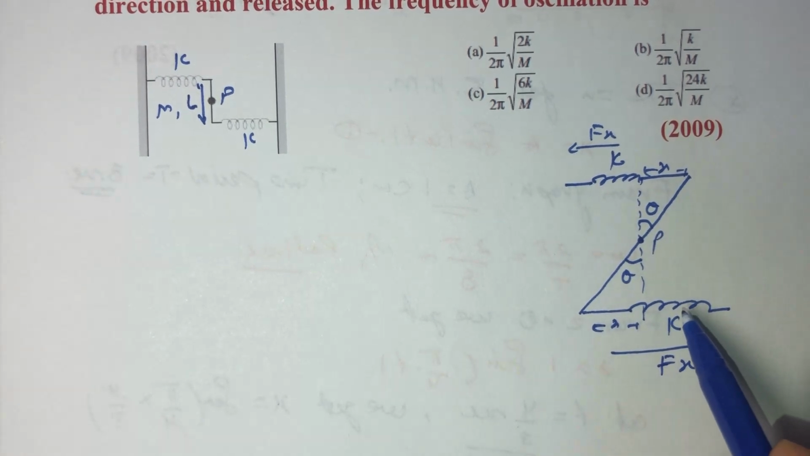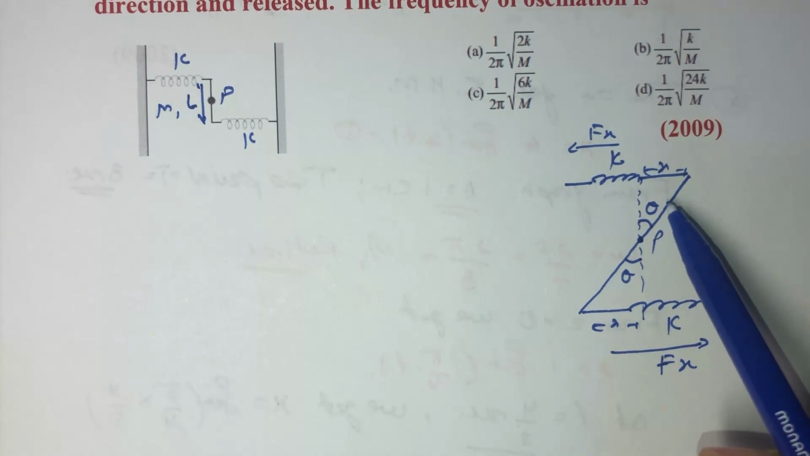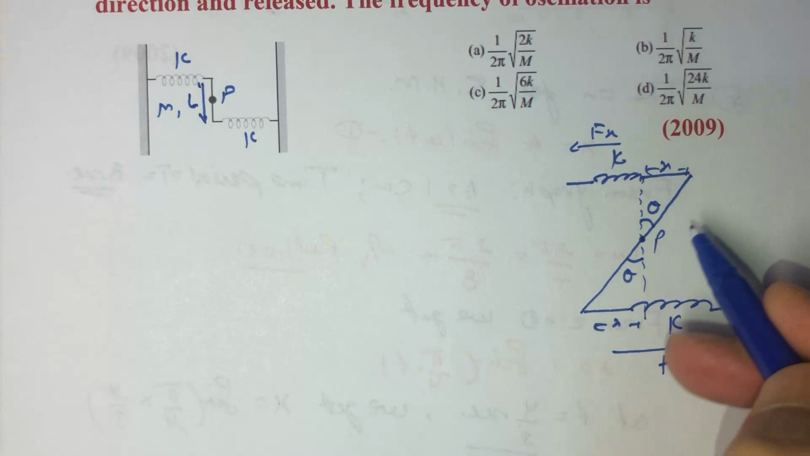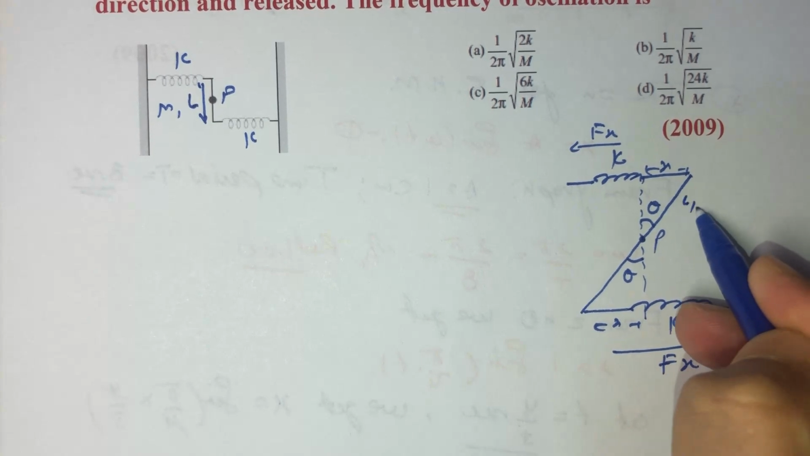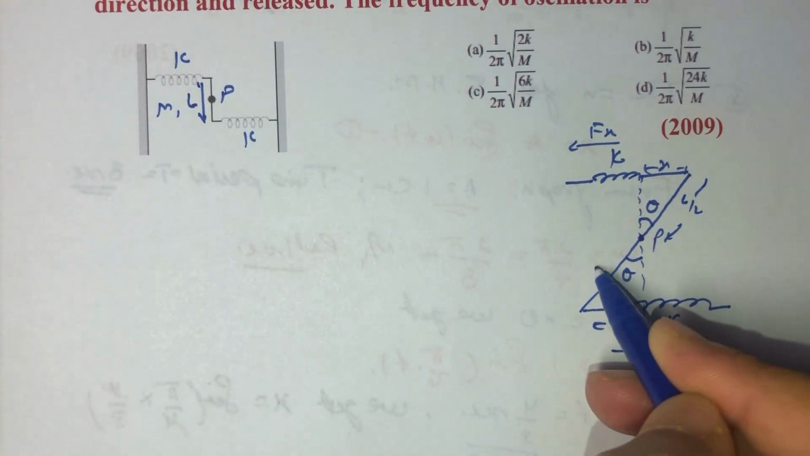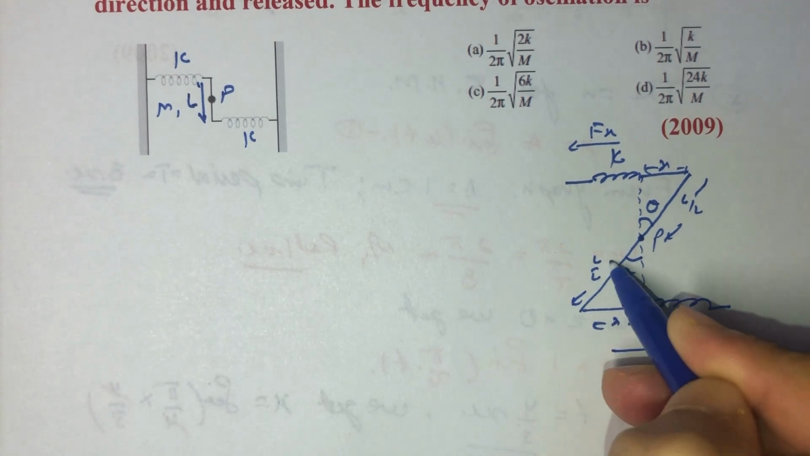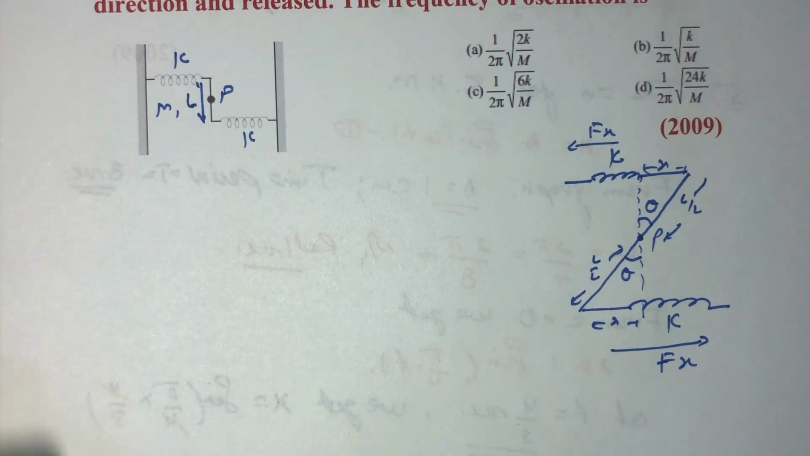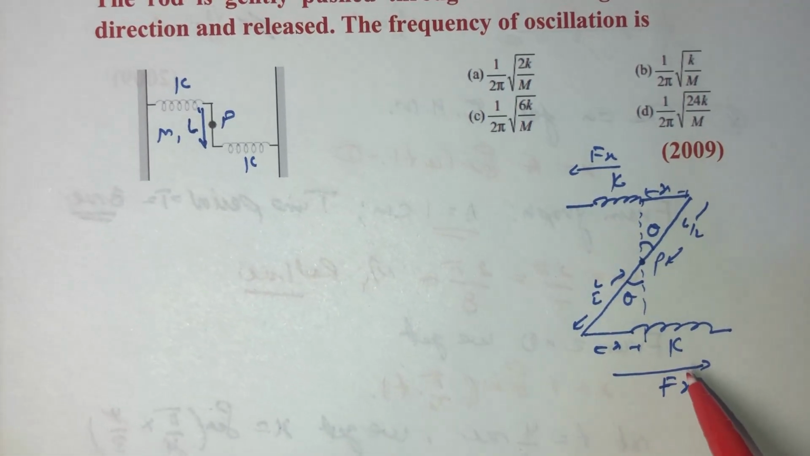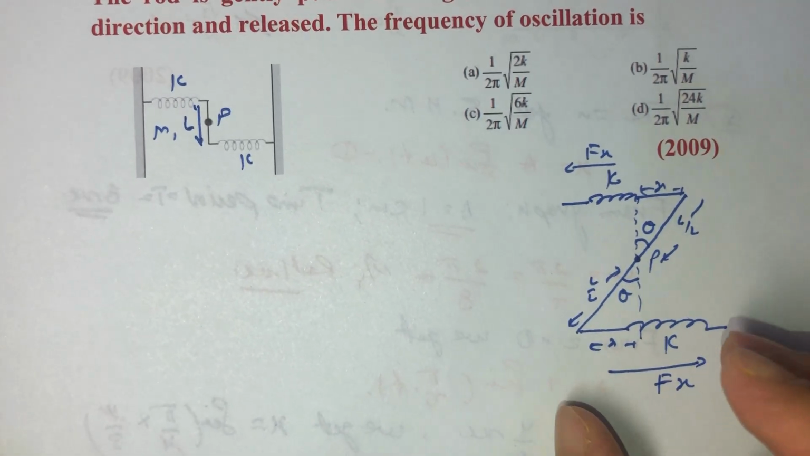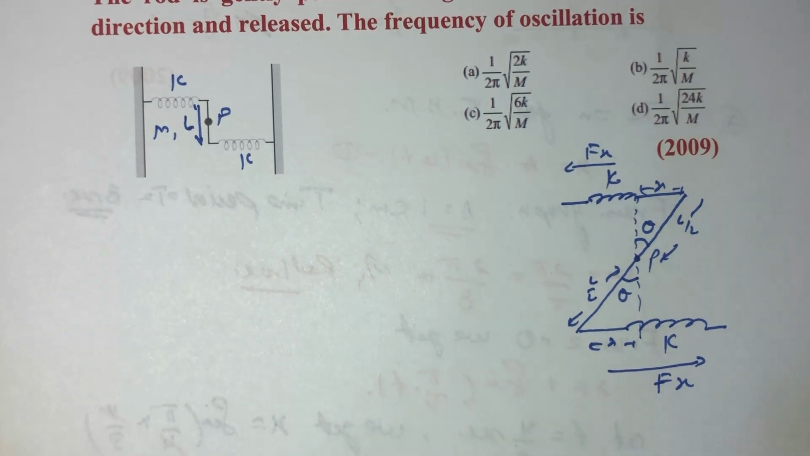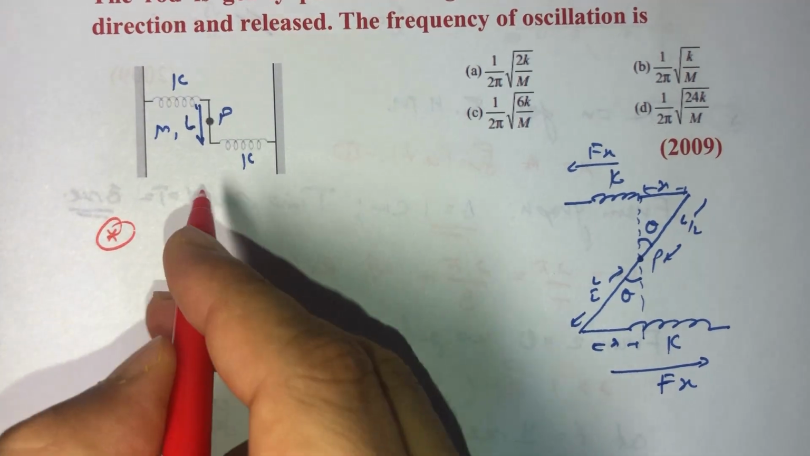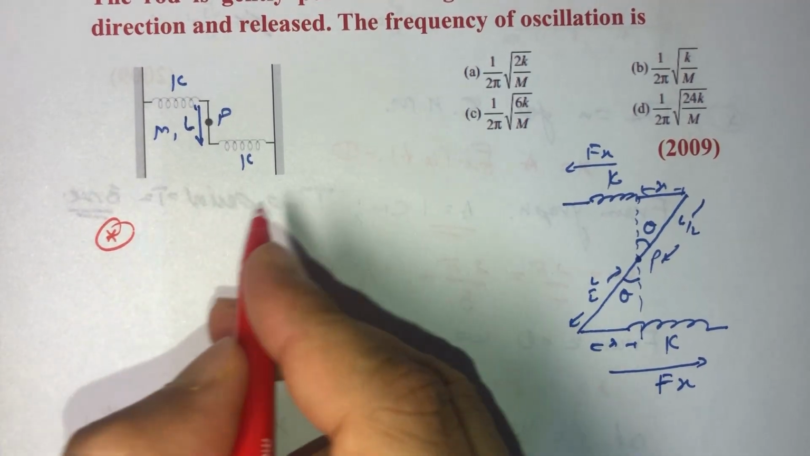From here we can easily say that this angle is theta, and the total length is L, so we are going to have L by 2 length on this side, and similarly L by 2 length on the other end. This restoring force is going to introduce a torque, and let us call that torque the restoring torque. So you can say restoring torque from the spring.